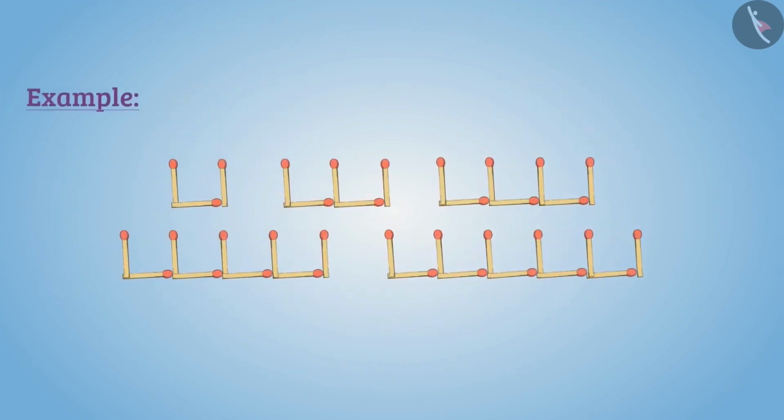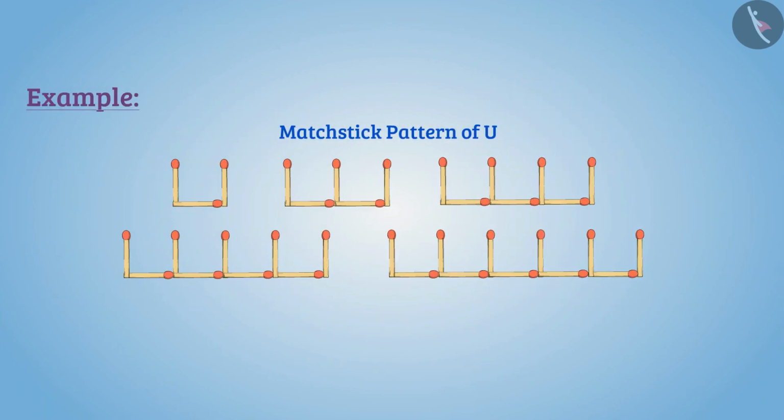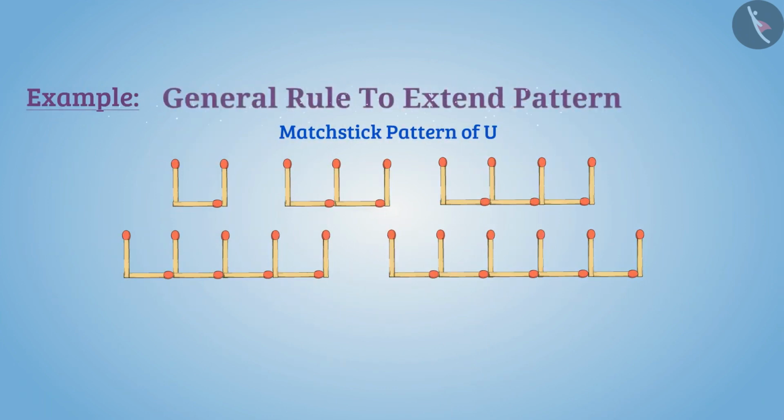Following figure shows a matchstick pattern of U. State the general rule that can be used to extend this pattern. Express the rule using variable. Let us first understand this pattern.